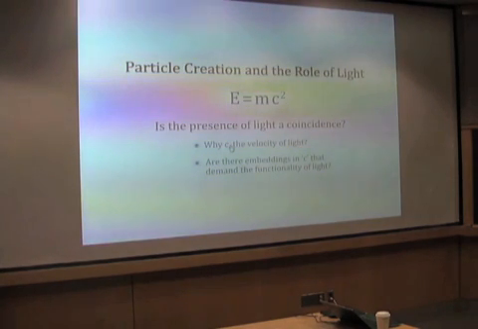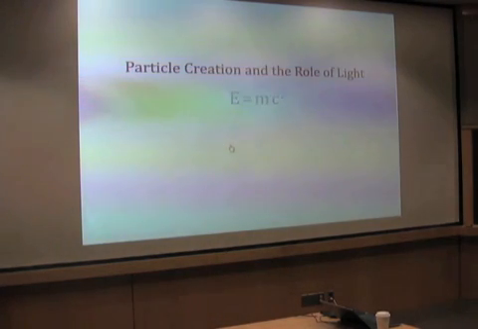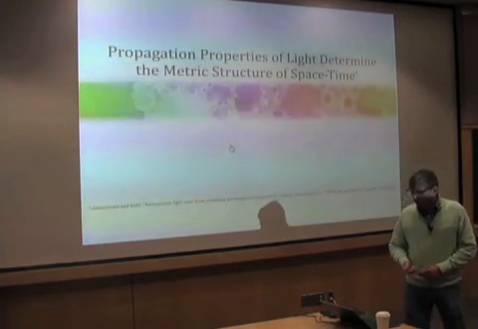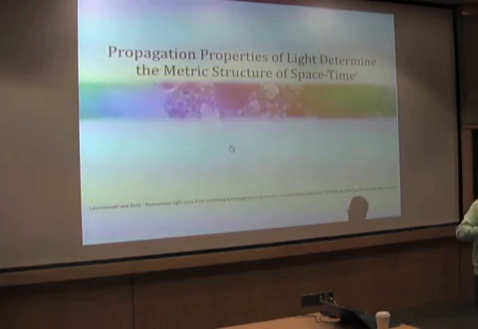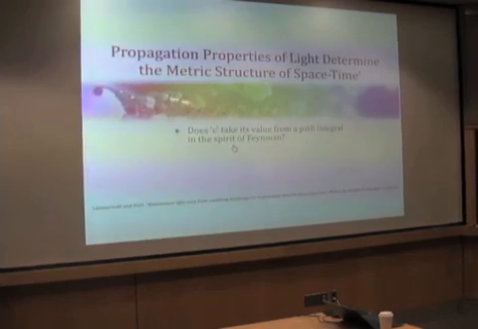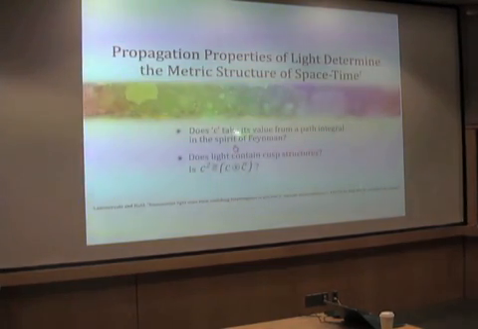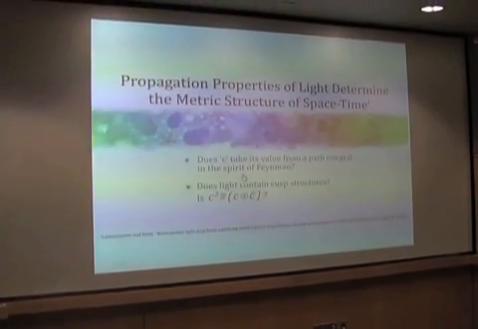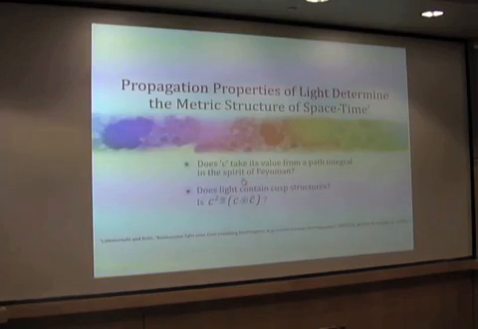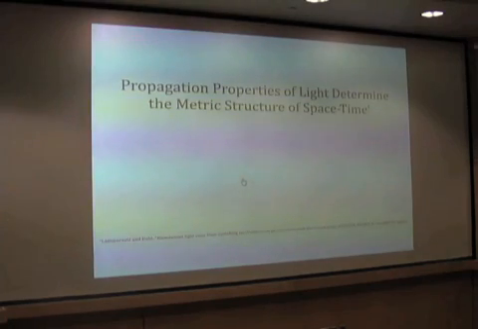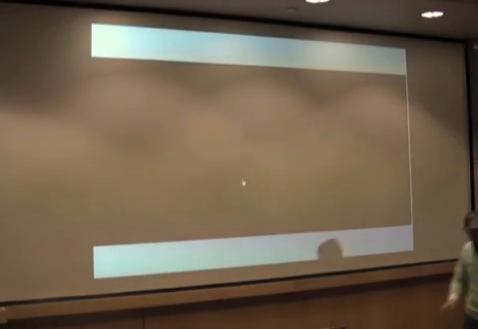Right? Why C? You know, there are embeddings in C that demand the functionality of light. We know the light's unique. We know the speed's unique. Well, we already said that the propagation properties of light determine the metric structure. So we view space in a more fractal sense. And we ask ourselves, does C take its value from that limit set? So a path integral now of that system.